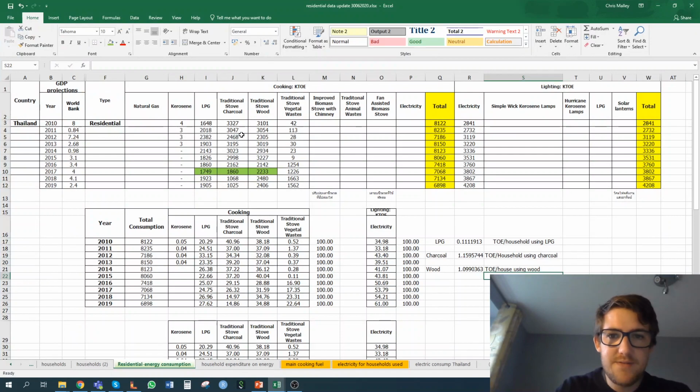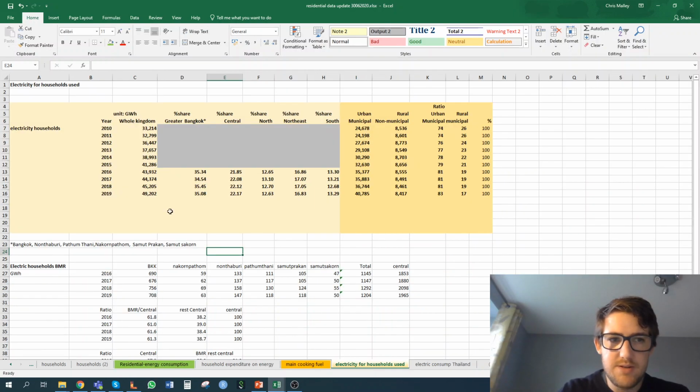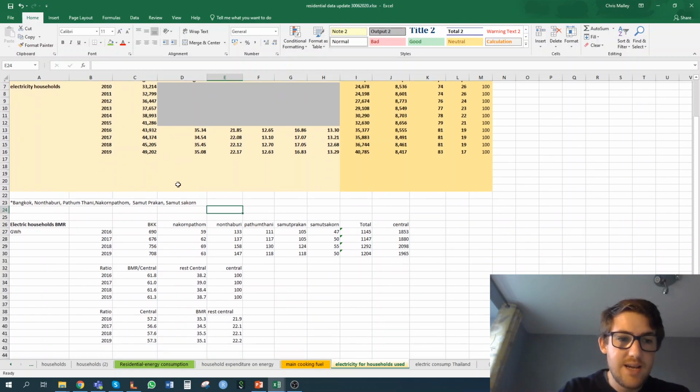I don't have the amount of electricity that is used for just cooking. I just have the total amount of electricity that is used in households, which covers cooking and lighting and air conditioning and other variables. So I just have the total amount of electricity used, which is great that we have that.